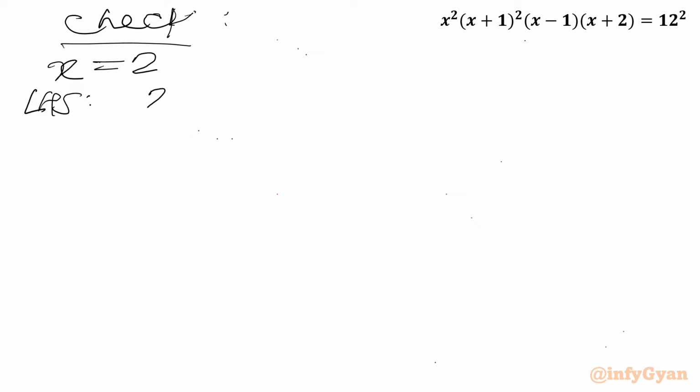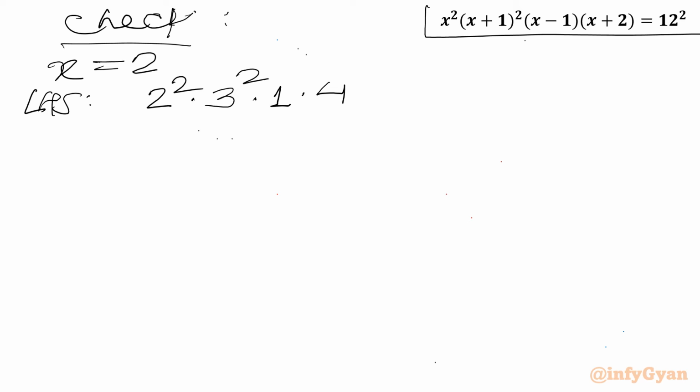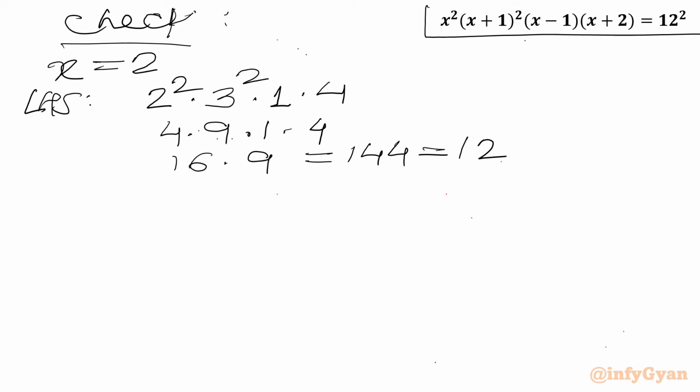Let's cross examine. I will write here check x equal to 2. So I will begin from our LHS. I can write 2 square, 2 plus 1, so it will be 3 square, 2 minus 1, so it will be 1, 2 plus 2, it will be 4. So we can write here 4 times 9 times 1 times 4. Now this will give us 16 times 9, which is equal to 144, which is 12 square, which is our RHS. Hence, x equal to 2 is our true solution.